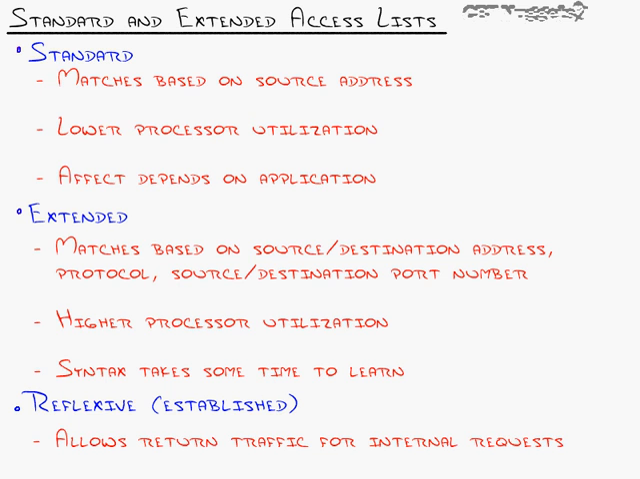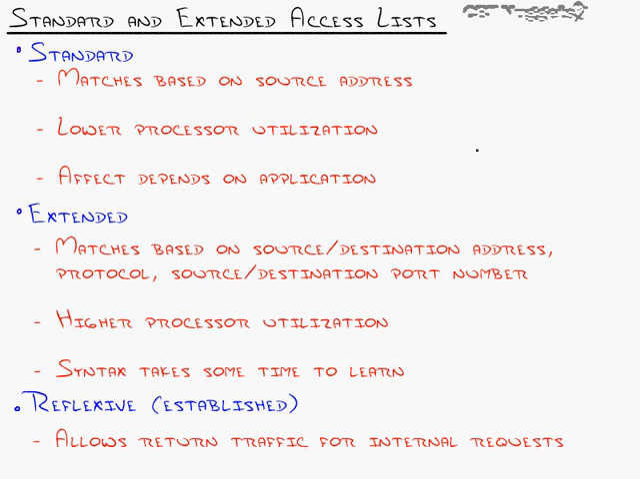I can essentially say with an extended access list, you are denied from accessing this host using TCP port 80 during these times of day, during... I don't want to get into all the access lists we're not talking about, but there's so much you can put in here. You can be very granular.